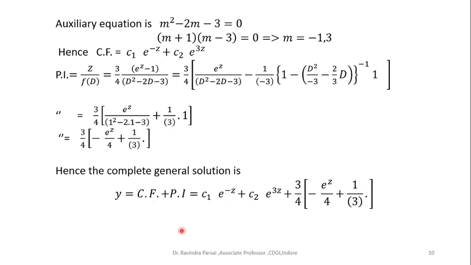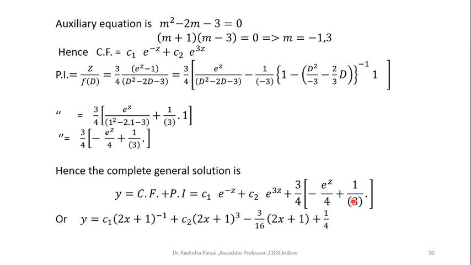Hence the complete general solution is obtained by writing y equal to CF plus PI, equal to c1 e raised to minus z plus c2 e raised to 3z plus 3 by 4 of minus of e raised to z upon 4 plus 1 by 3. Now replace z by the x function. So this gives you c1 of 2x plus 1 raised to minus 1, c2 of 2x plus 1 raised to 3, and minus 3 upon 16 of 2x plus 1 plus 1 by 4.